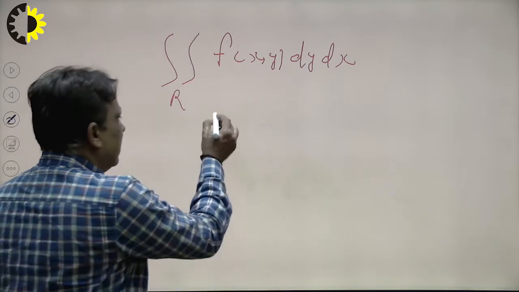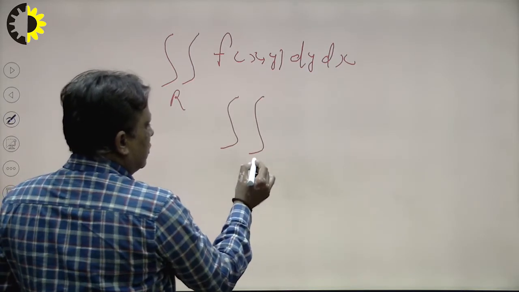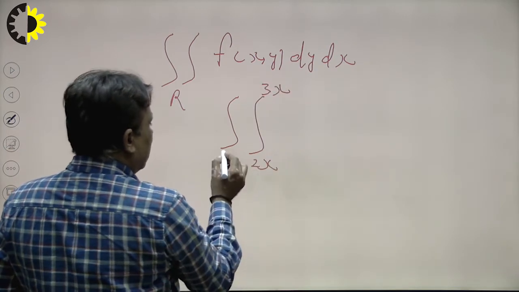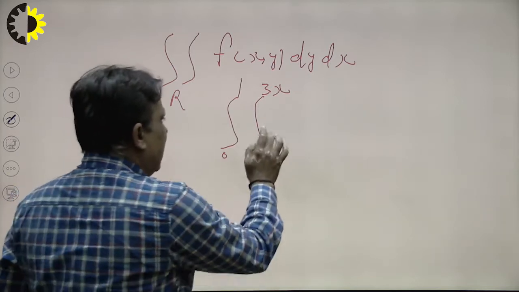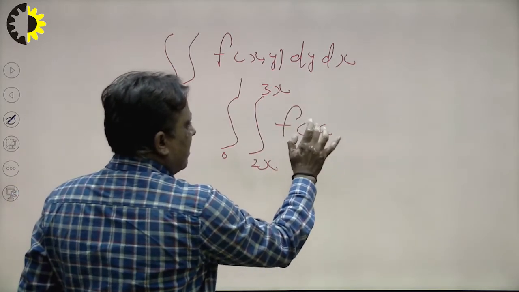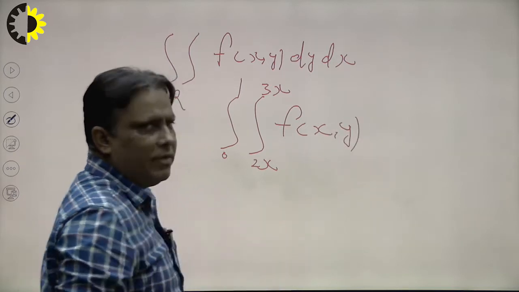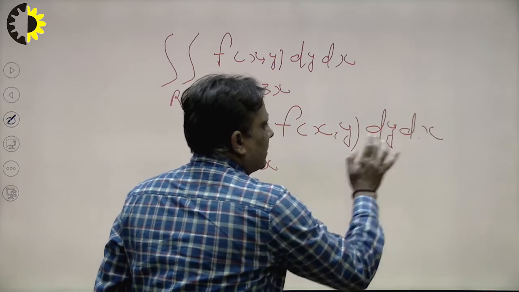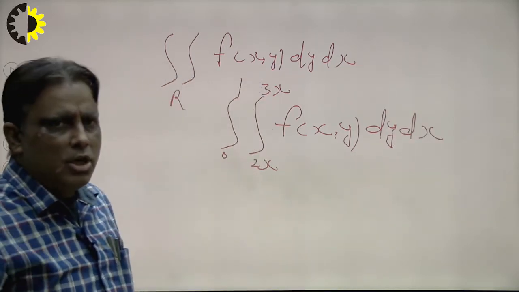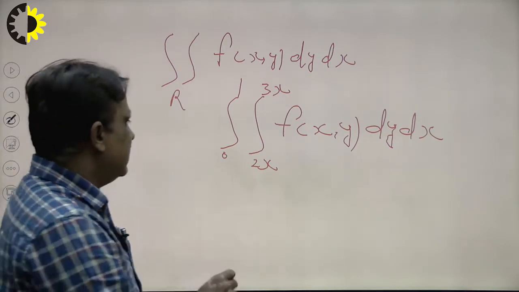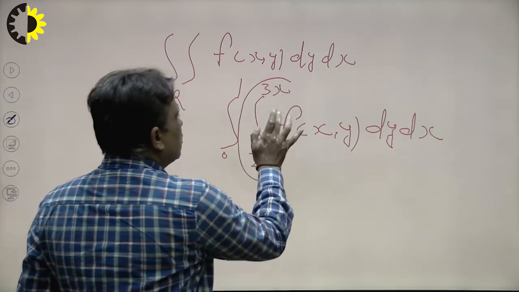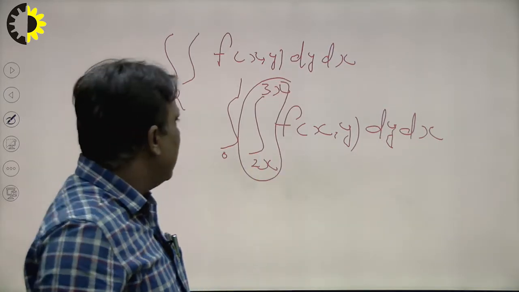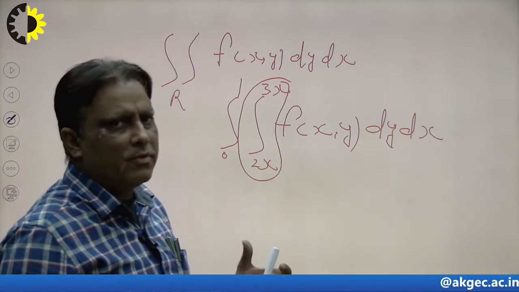Suppose I have a problem here: the limit of y is 2x to 3x, and of x is 0 to 1, and the function f(x,y) is not given, dy dx. Now the question is how to draw the diagram and how to take the limit. Students, listen very carefully, this is the limit of y. So first of all we draw the diagram of the given limits, and see how to take such limits with the help of the diagram.